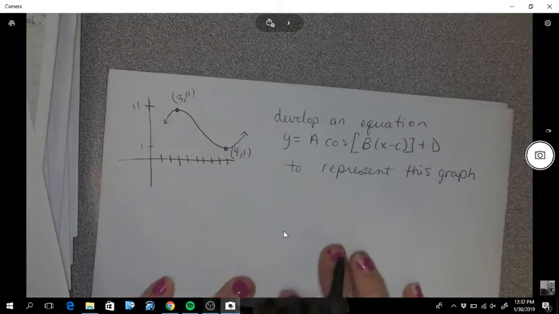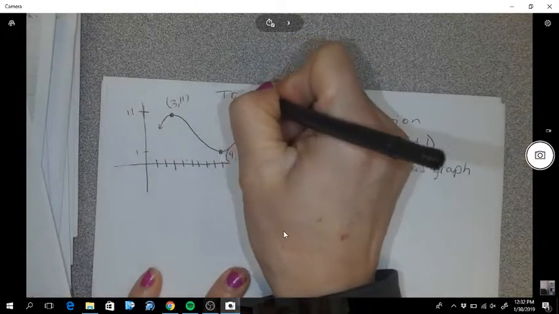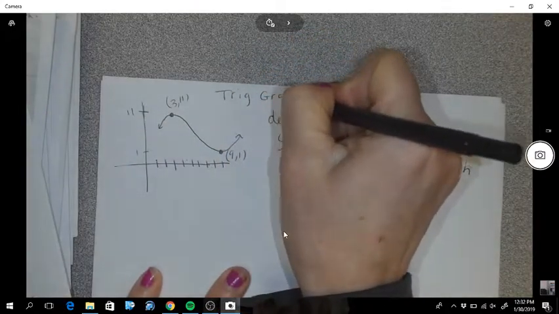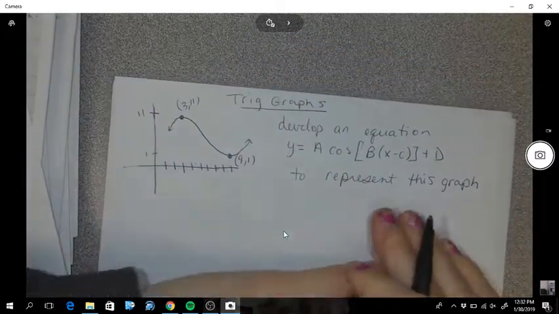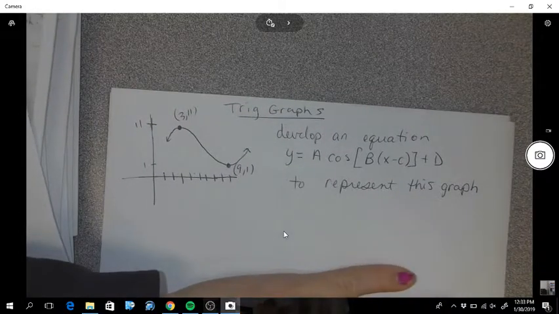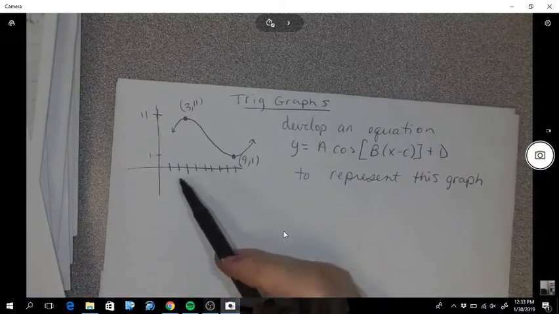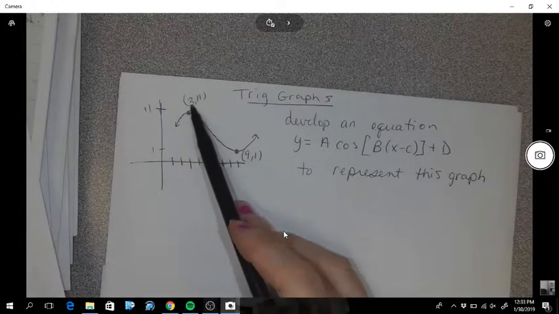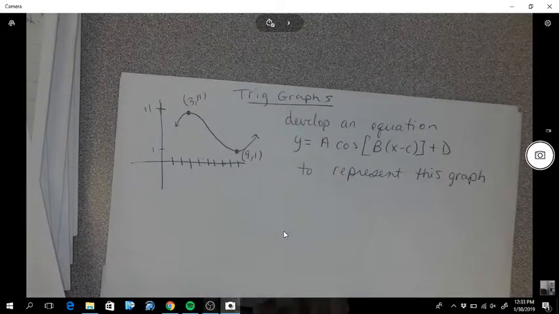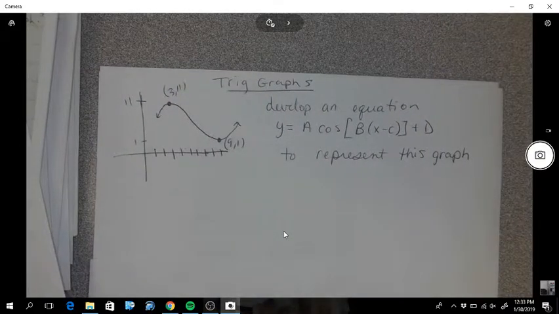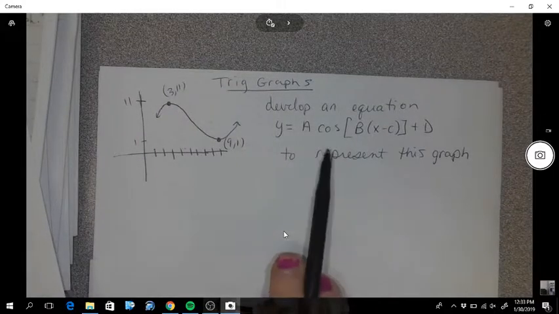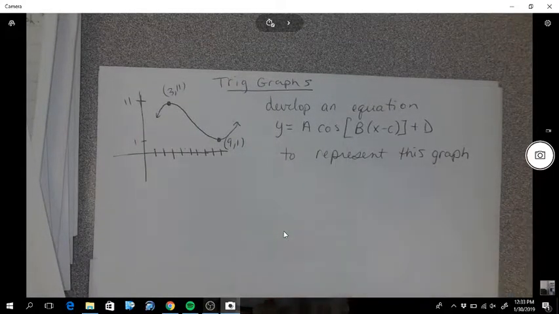Okay, more on trig graphs. This time I have given you a graph. Here's the graph I've given you, and I want you to develop the equation. So this is a transformation on cos.